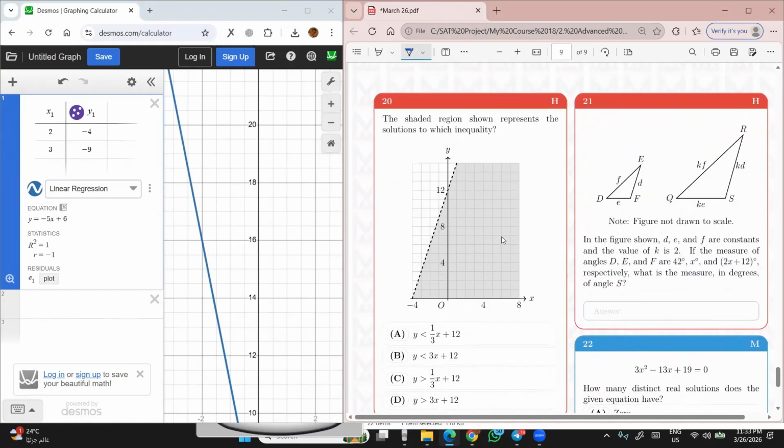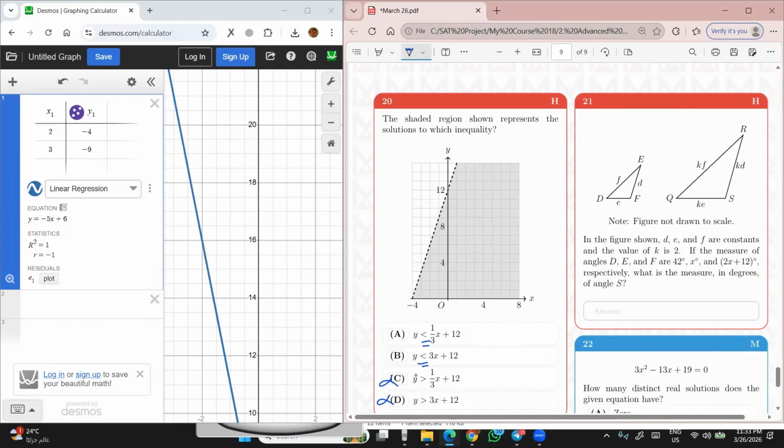Here we have a shaded region of the inequality. This is an inequality graphed, and you need to consider something. If you put your hand like this, the shaded region is below your hand or above your hand? It's below. Below means y is less than. That's very simple here. Y is always less than in this curve. So maybe A, maybe B. So we eliminate C and D.